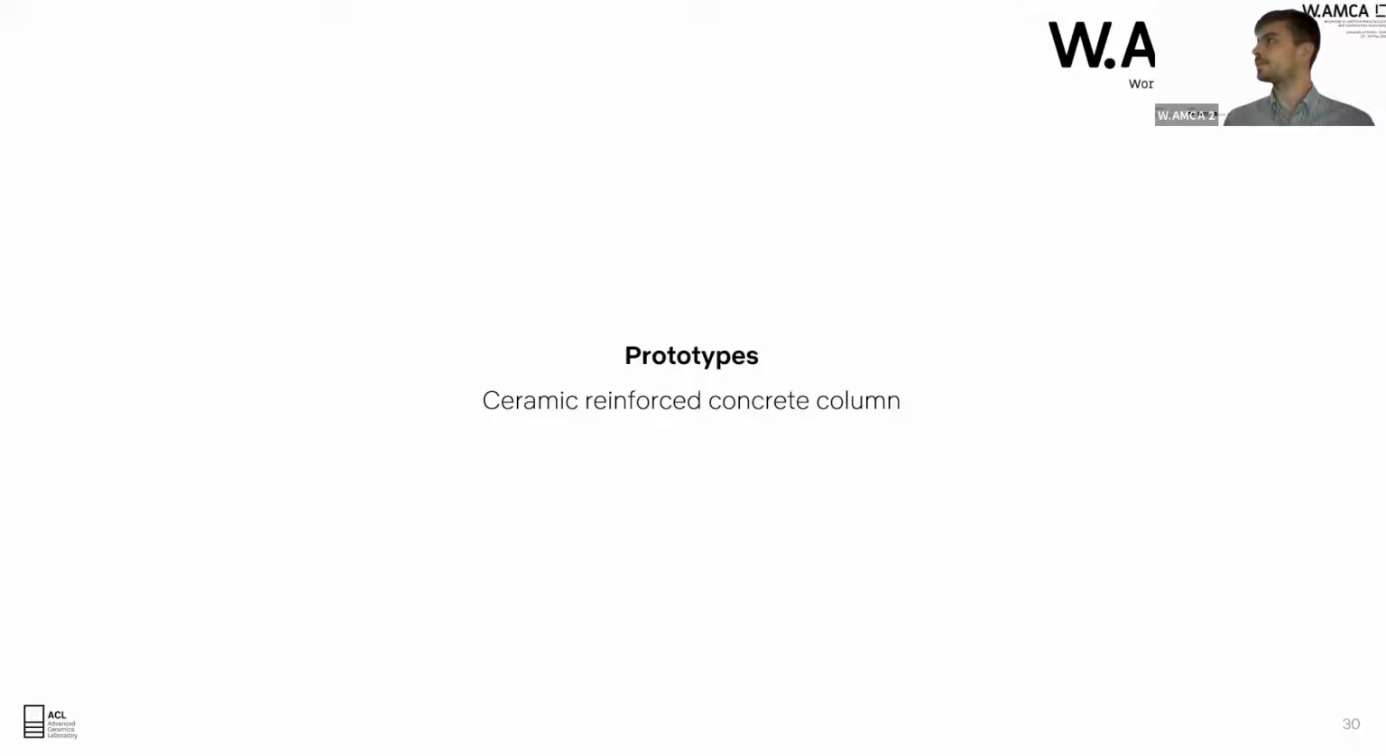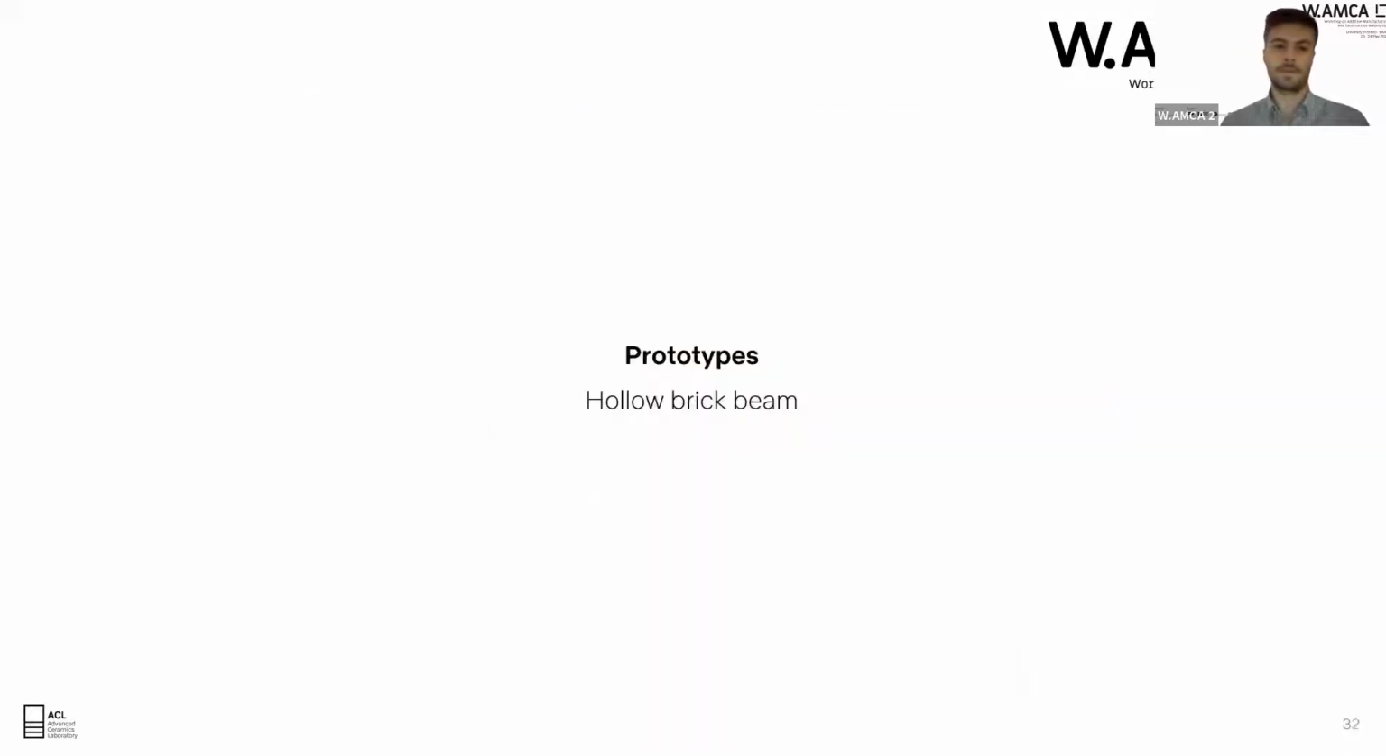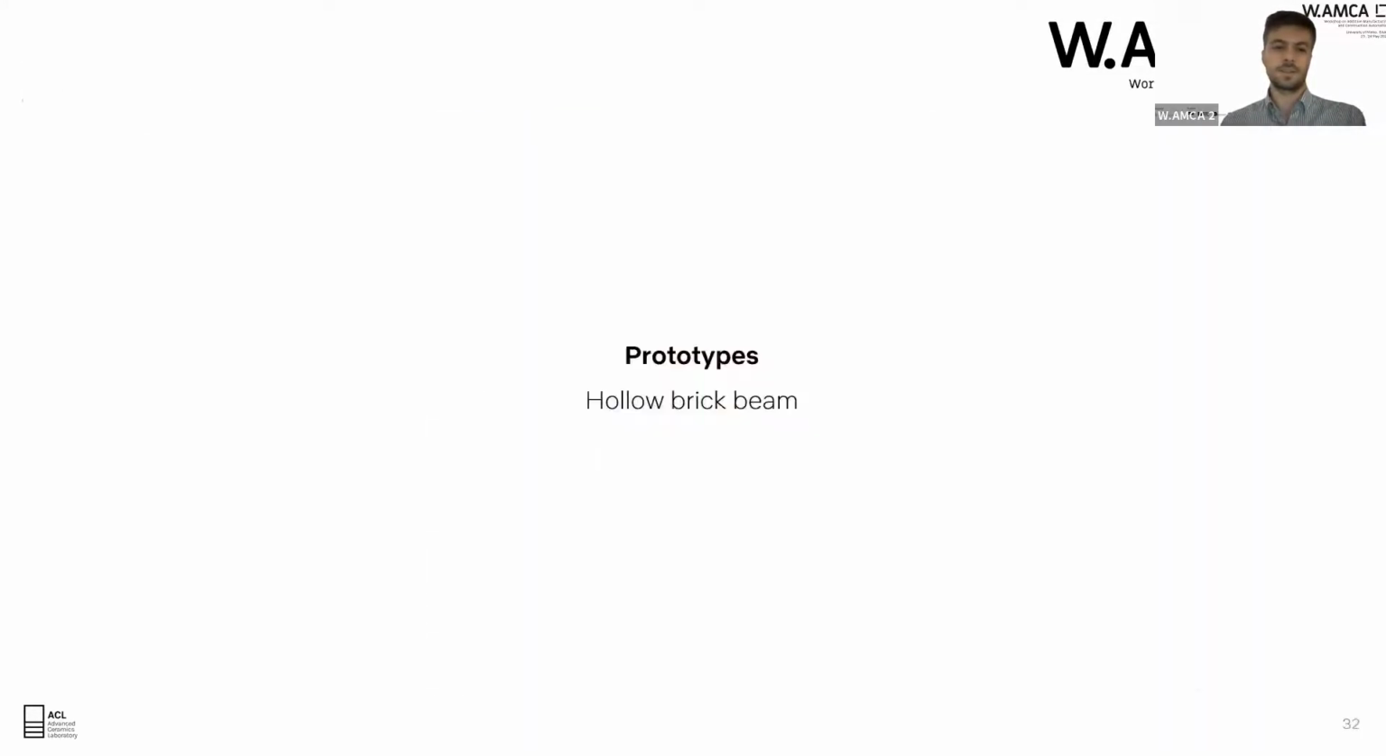And then we pass to the prototypes, the real ones, the big ones. So this is the use of the first type of column that I showed in the beginning. Basically, we are using the ceramic pieces as lost formwork for the concrete column and reinforcement as well. And then based on this last design, we start doing the beams.